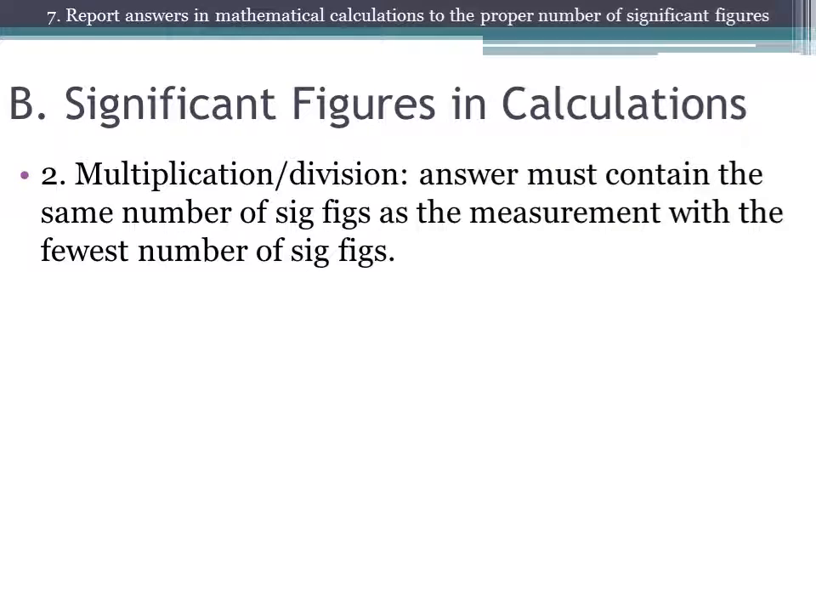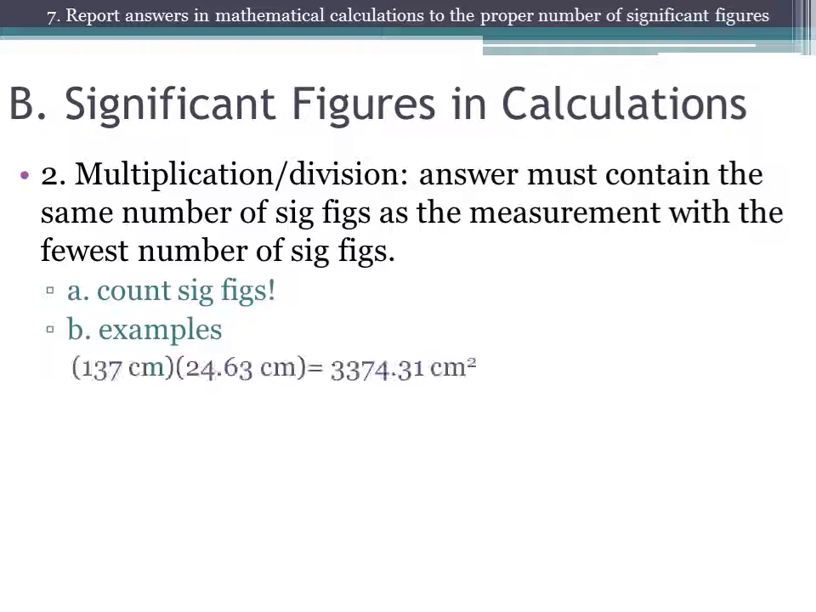Now let's look at the rule for multiplication and division. This is a different rule, and in a lot of ways, I think it's easier to follow. In multiplication and division, the answer must contain the same number of sig figs as the measurement with the fewest number of sig figs. In other words, we just have to count sig figs. We don't have to worry about decimal places. That's not a concern here. Just count the number of sig figs, and then we round so that our answer has that fewest number of sig figs. So here are some examples.